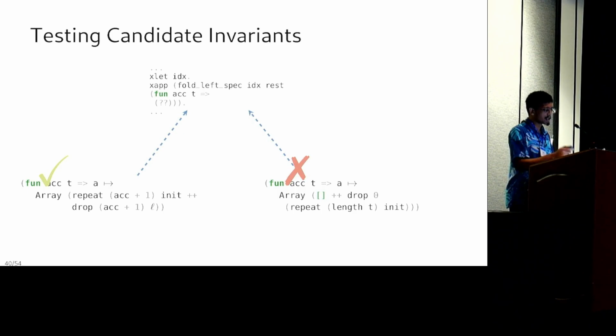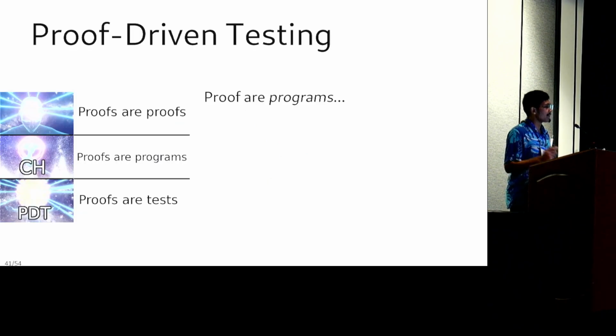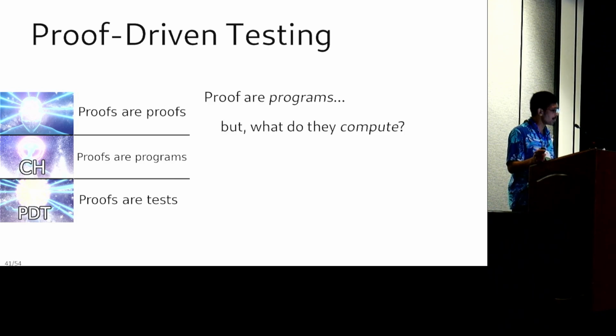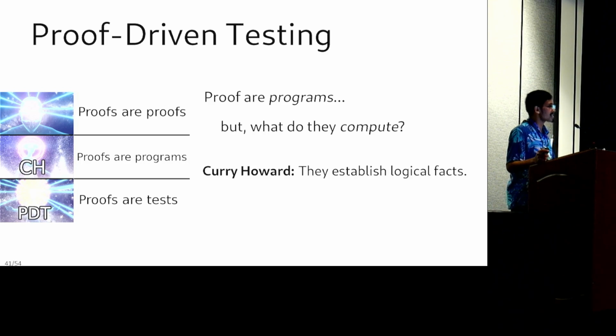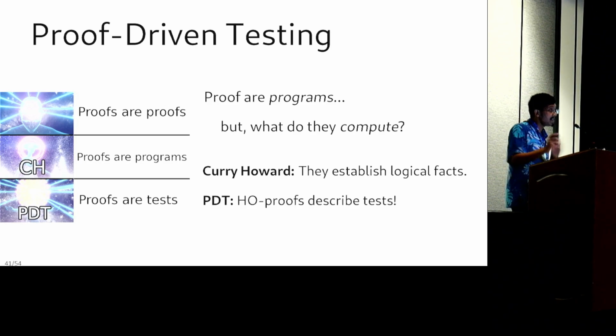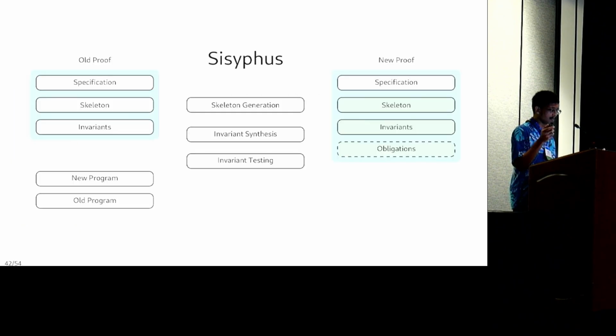Just to drive the point home, the high-level idea behind our technique is to revisit an age-old idea. Of course, proofs are programs, but what exactly do they compute? Traditionally, with Curry-Howard, we consider them as witnessing logical facts. But with proof-driven testing, we adopt a slightly different shift in perspective, and we realize that higher-order proofs actually describe tests. Putting this all together, this is the high-level design of our tool.